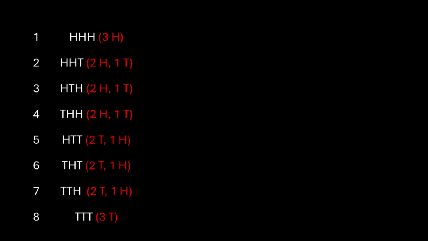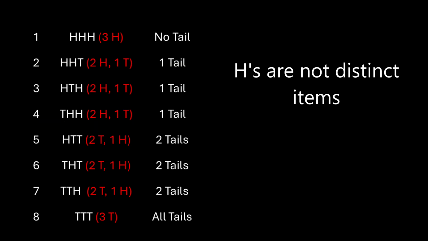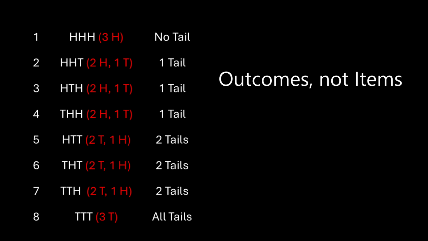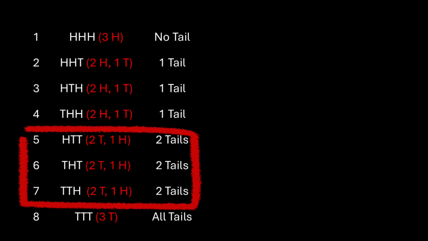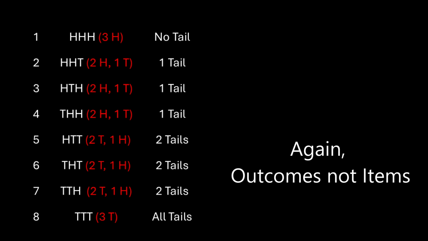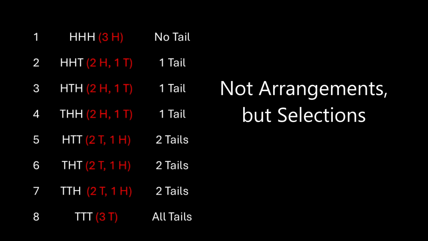Well, it's easy. We just use the combination formula. Wait. Why combinations and not permutations? Let's talk about events 2 to 4. If we were talking about permutations, that would imply that there are 2 kinds of H's. But obviously, these are outcomes and not unique items in a set like H1 or H2, for example. The same is true for events 5 to 7. We are talking about the same T's and not 2 distinct T's, T1 and T2. Therefore, this is not about arrangements of distinct items per se, but selection.